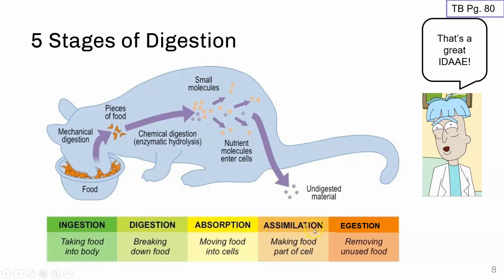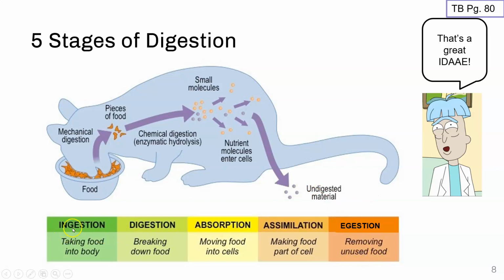Then we have assimilation, which is making food part of the cell. So once the nutrient molecules enter into the cell, they will be used by the cell for growth and repair. Now, there will always be some leftover or undigested material, things that the human body or the animal body is unable to digest, and this will be egested. This is the fancy way of saying passing motion. And what it means is that you are removing the unused food or unused material.